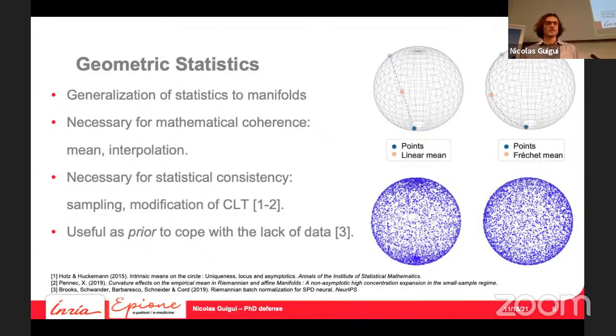to manifolds. And this process is necessary first for mathematical coherence. If you think of the mean of 2 points on the sphere, it won't lie on the sphere. And so it goes for interpolation schemes. It is also necessary for statistical consistency. If one wants to sample from a uniform distribution on the sphere, it is different from sampling parameters in intervals from a uniform distribution and mapping them through spherical coordinates. There's also a modification of the central limit theorem in the presence of curvature that modifies the statistical testing procedures. And finally, geometry can be thought of as a prior that is useful to cope with the lack of data and consequently improve learning with less data.